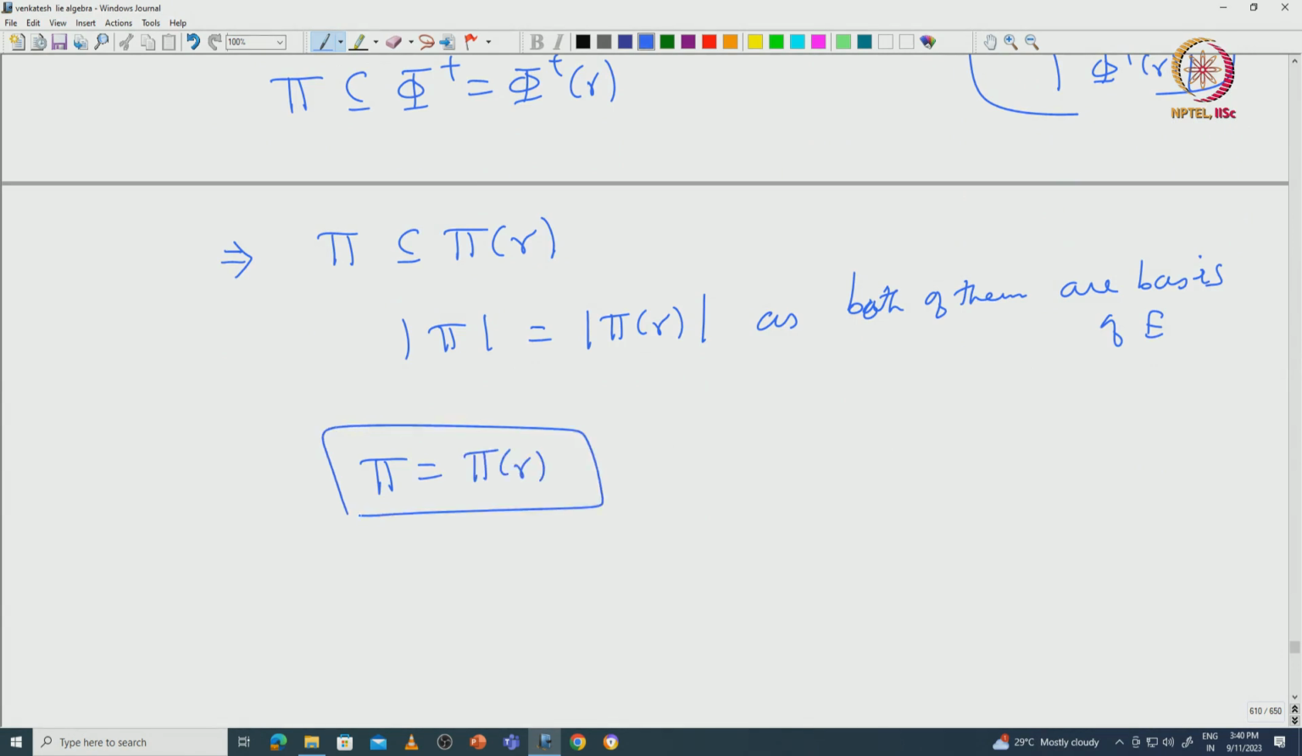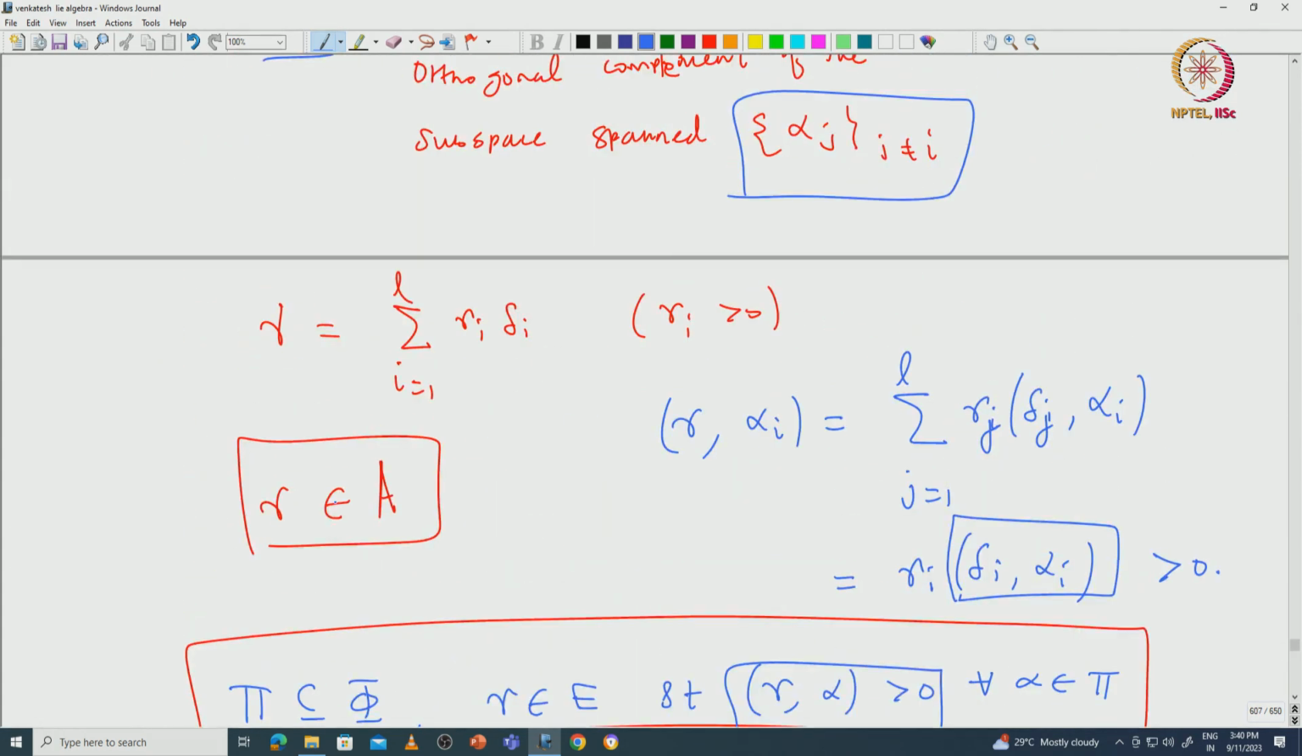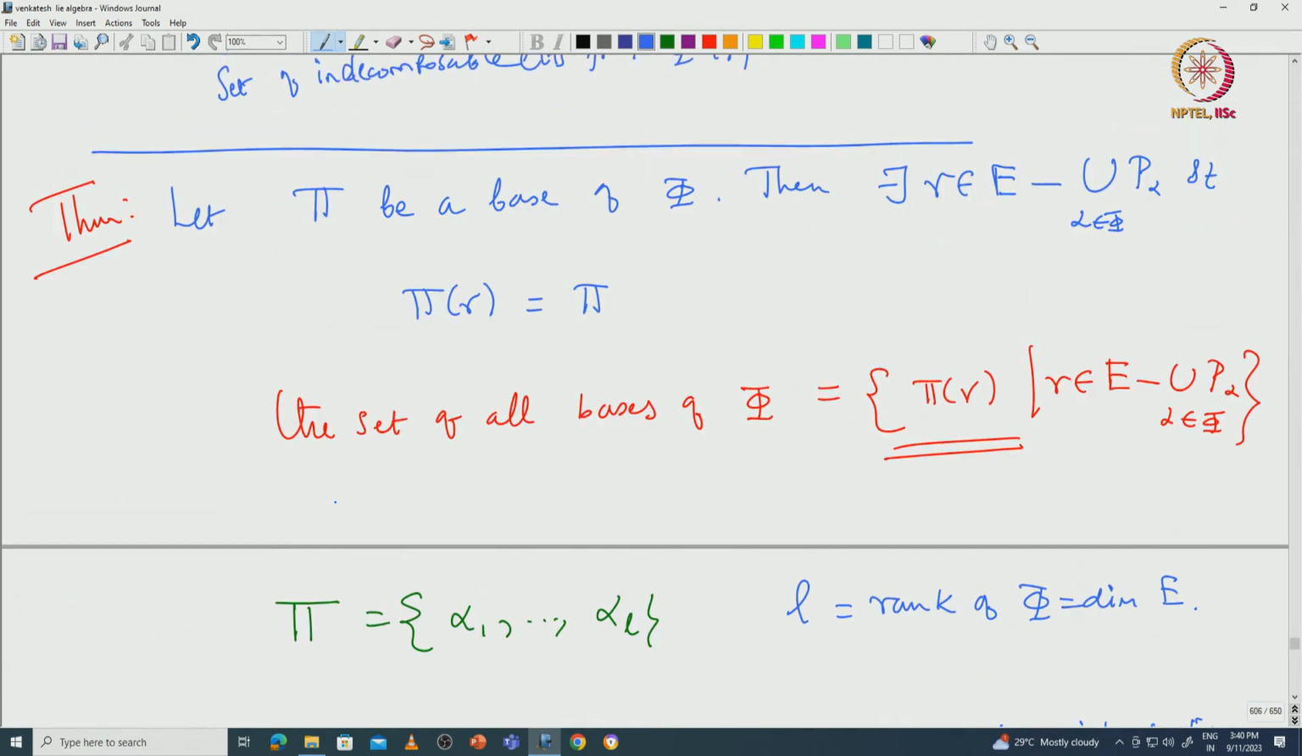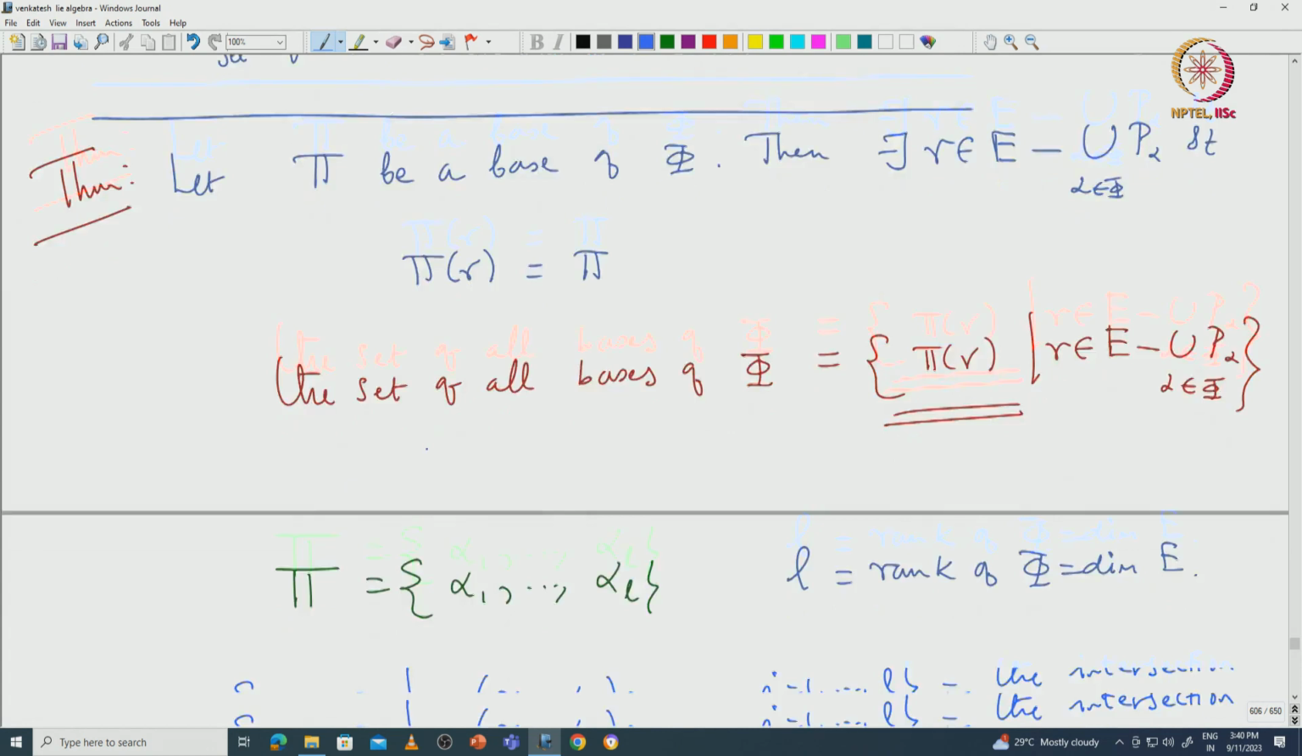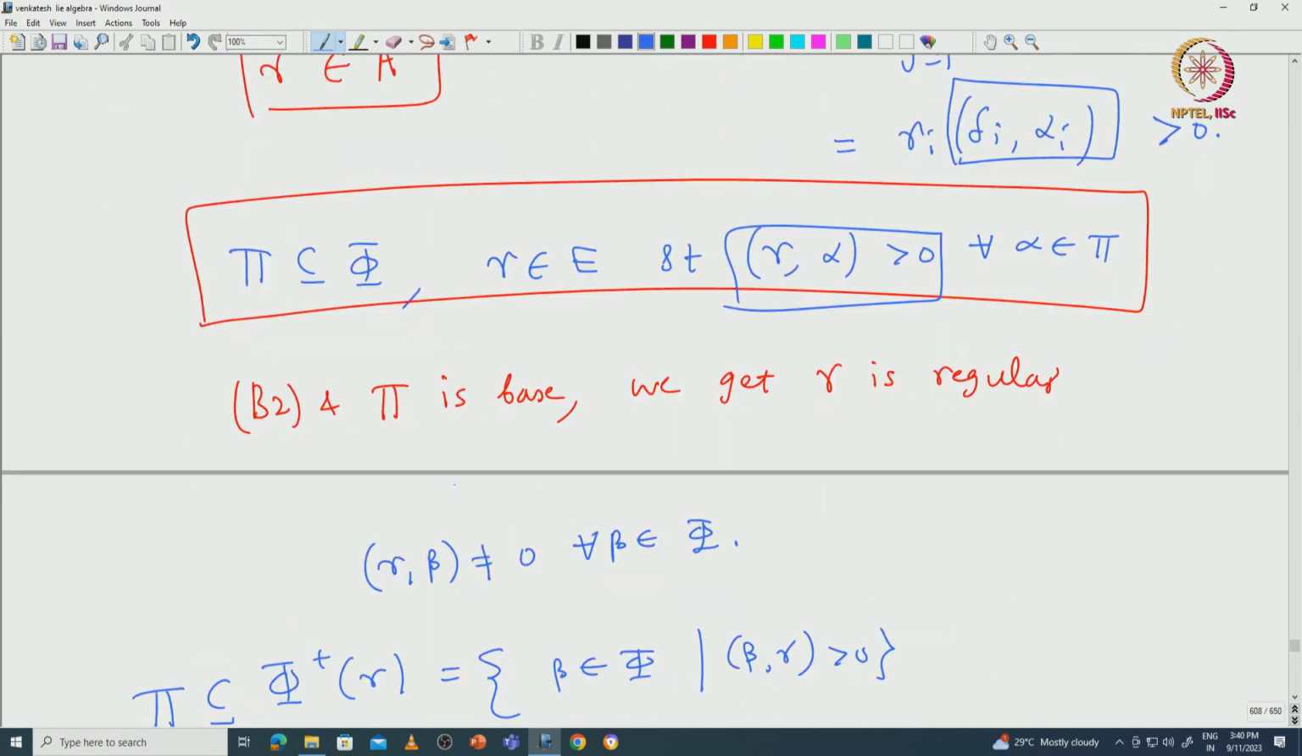So, this actually tells us that if we start with pi, which is a base, then there exists gamma regular such that pi of gamma equals pi. That means all the elements of bases must come from this pi of gamma for some gamma regular. So, this motivates us to understand what happens if you vary gamma over this set E minus the union of P alpha. So, let us try to understand that.